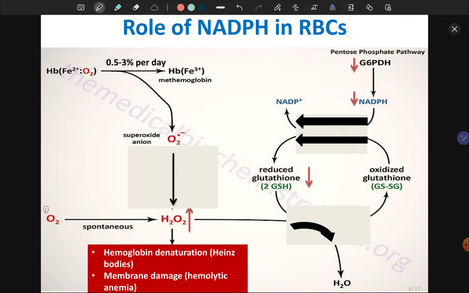Reactive oxygen species, the unstable form, such as hydrogen peroxide, H2O2. The oxygen spontaneously picks up an electron and becomes a reactive oxygen species. So this is the first source of reactive oxygen species in RBC.